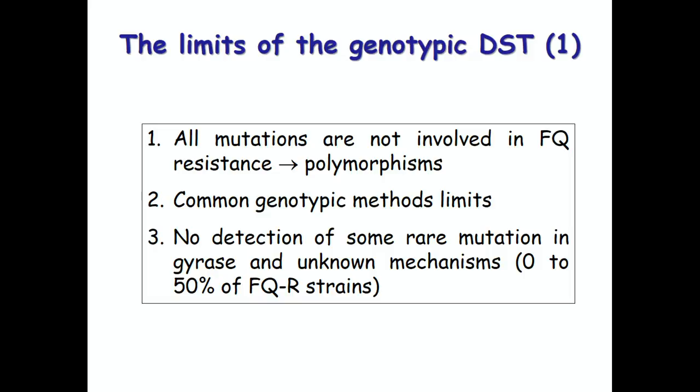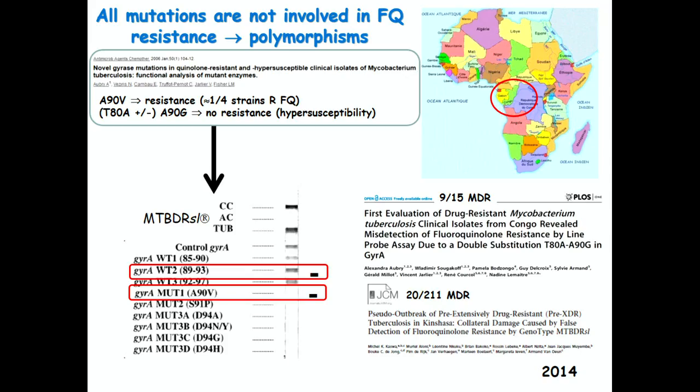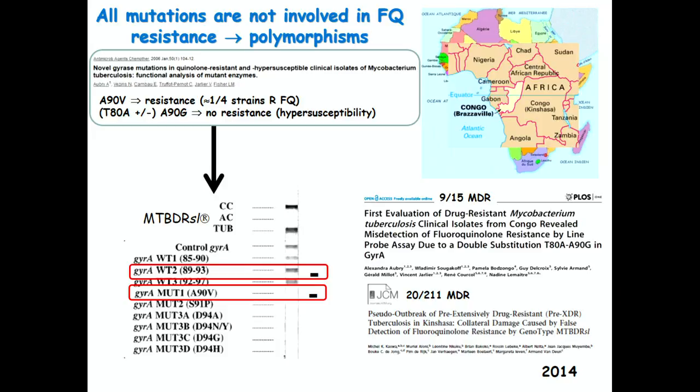Let's see now the limits of the genotypic methods. I wanted to highlight three limits. The first one concerns the fact that all mutations are not involved in fluoroquinolone resistance. For example, I said previously that this mutation conferred resistance, but when at the 90 position, the substitution is for a glycine instead of a valine, it didn't confer resistance, but rather hypersusceptibility. Unfortunately, the result you obtain with the line probe assay is a resistance result. And this is really an issue when interpreting this test. Those strains with those mutations occur mainly in this region of Africa.